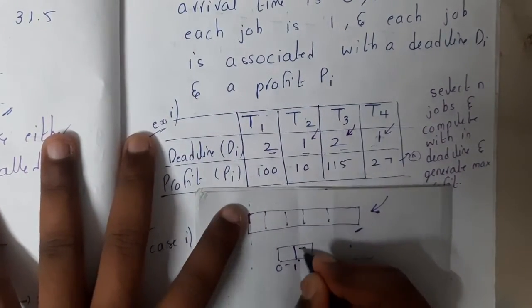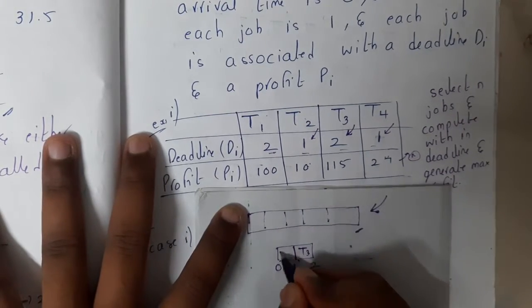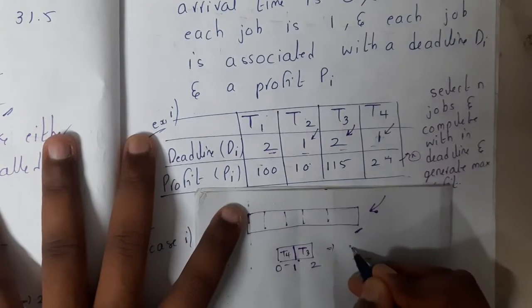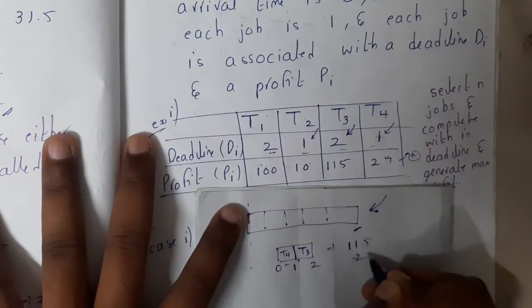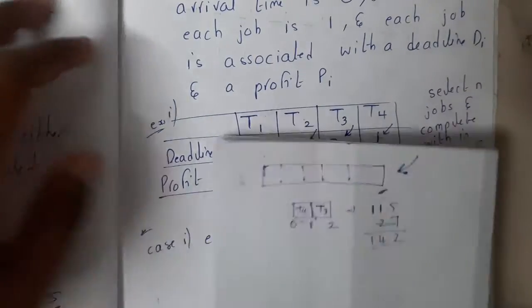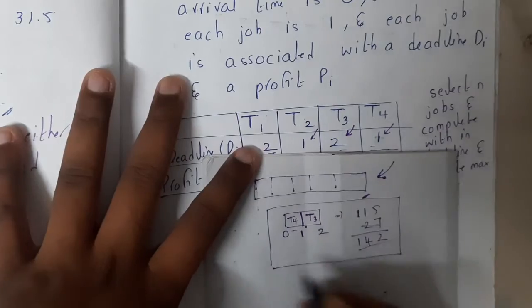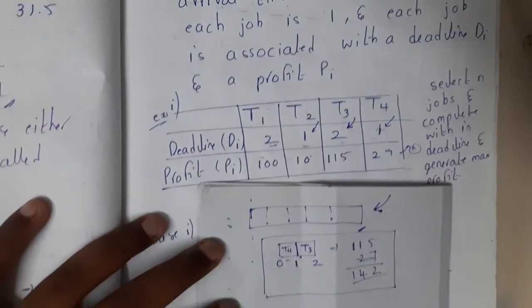So I'll select T3 here. Similarly, among these two, the maximum is T4, so I'll select T4. The result will be 115 plus 27, so it is 142. Yes, it's correct, it's 142. If I follow this approach, I get this as the result. Let us try thinking of some other approach.